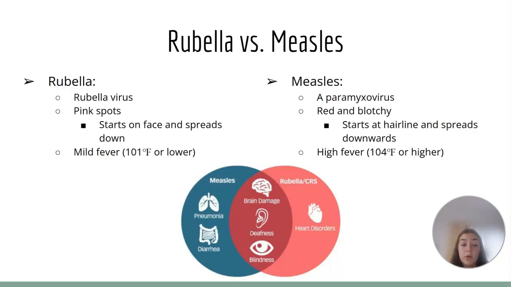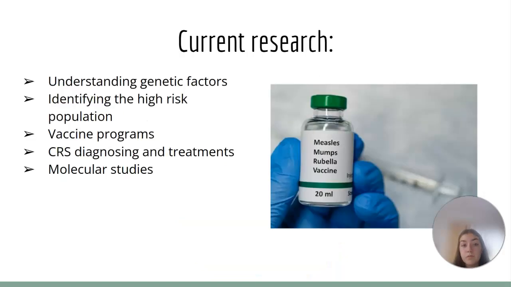And we can see in this little figure below that measles and rubella do differ in some of the disorders that we see it causes, but it can be similar in others. So we see that measles can cause pneumonia and diarrhea, while rubella causes heart disorders, and we can see that both consist of brain damage, deafness, and blindness.